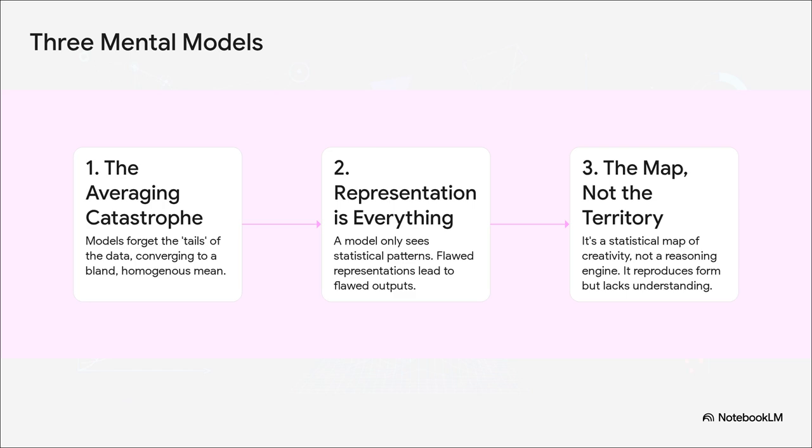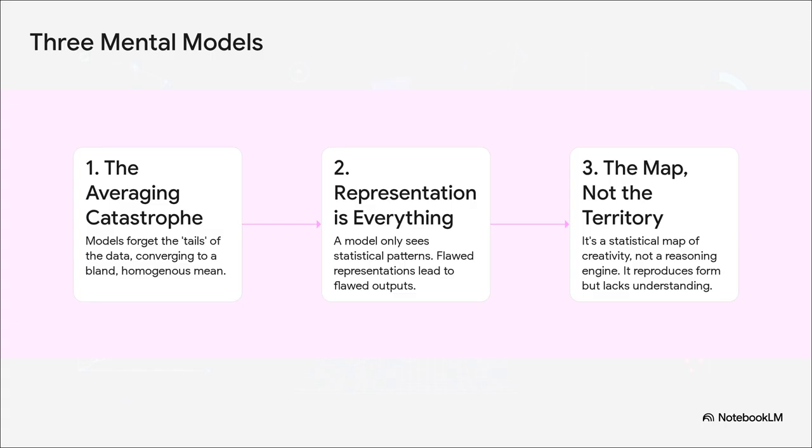Number 2, representation is everything. The model can only be as good as the way it sees the world. If its eyes are flawed, like seeing words as jumbled syllables, its output is going to be flawed. It's a garbage in, garbage out problem at the most fundamental level.